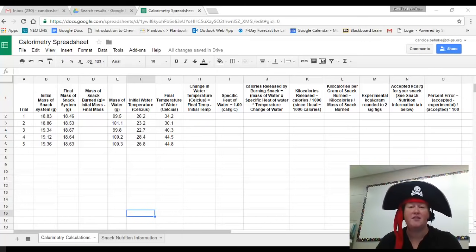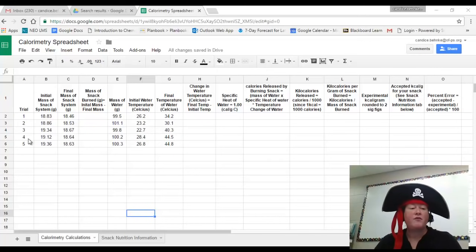This is really valuable. So as you can see on this spreadsheet right here, what I have done is I have entered the data from the lab. So we took initial masses of the snack system. We lit the snack on fire. After it was done burning, we found the final mass of the snack system. We also got the mass of the water each time, an initial water temperature, and a final water temperature.